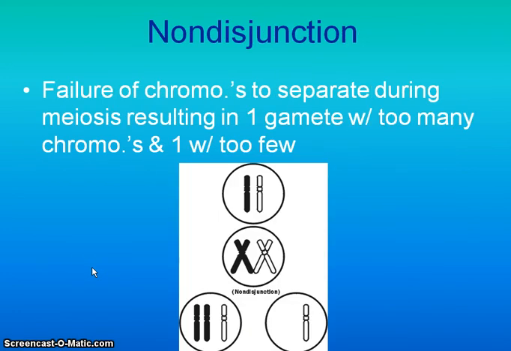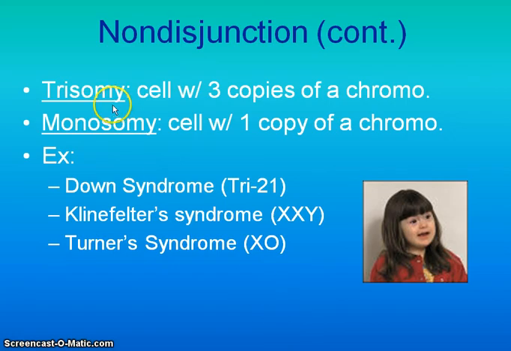Finally, there's non-disjunction, and non-disjunction is where the chromosomes don't separate out properly during meiosis. So one gamete ends up with too many chromosomes and the other with too few. That results in either a trisomy, which is when you have too many copies, 3 copies of a chromosome instead of 2, which will in humans result in having 47 chromosomes instead of 46. Or you could have a monosomy, which is when you only get 1 copy of a chromosome instead of 2. So that person would end up with 45 chromosomes instead of 46.